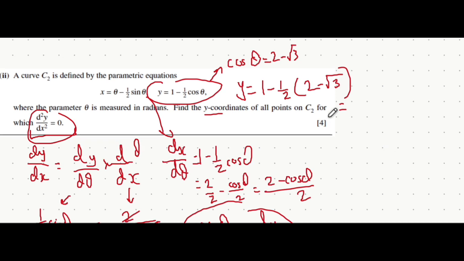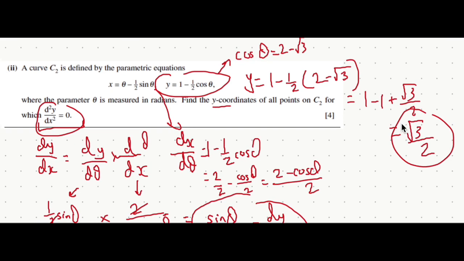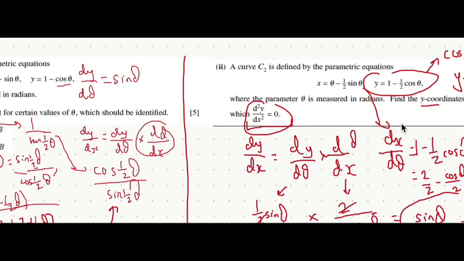You can even leave this in exact form, actually. It doesn't want you to, but you can. So let's do that. Minus a half times 2 is minus 1. Minus a half times minus root 3 is positive root 3 over 2. 1 minus 1 is 0, leaving you with the final answer of root 3 over 2. And that's it. That's the very, very difficult answer to this very, very difficult question. Yeah, a lot of working out done here.